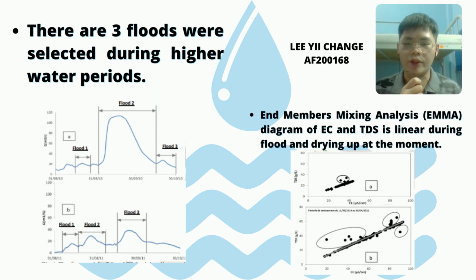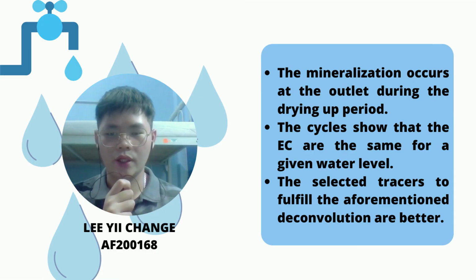To determine the origin of the runoff, three floods were selected during higher water periods. The EMA diagram of EC and TDS is linear during flood and drying up at the moment. The mineralization occurs at the outlet during the drying up period. The cycle shows that the EC are the same for a given water level, thus the selected traces to fulfill the aforementioned deconvolution are better.